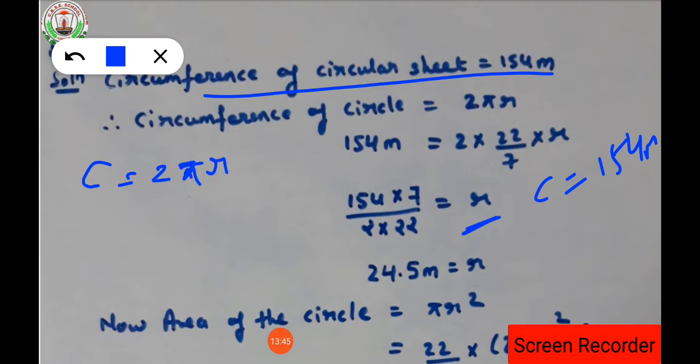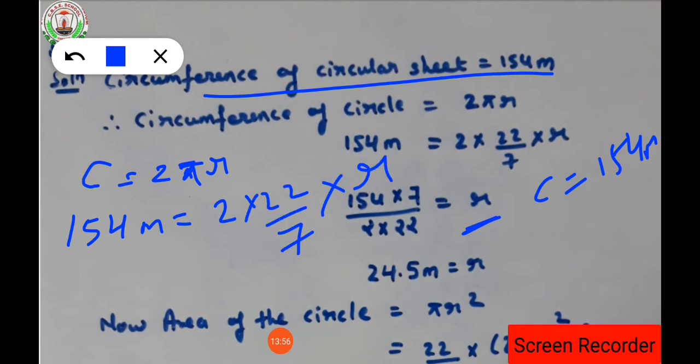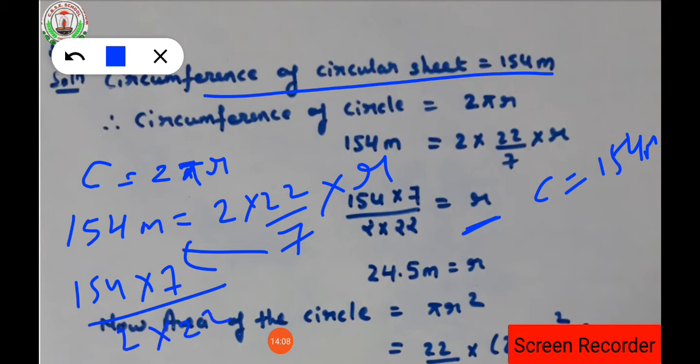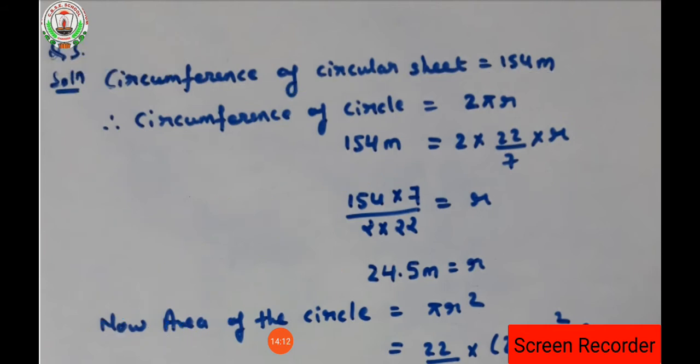Now the circumference formula gives 154 meter is equal to 2 into 22/7 into r. Since we have to find the r value, isn't it? Now transposing this, what will you get? 154, 7 will be cross multiplied. So 154 into 7 upon 2 into 22 is equal to r. So this will be the value, isn't it?